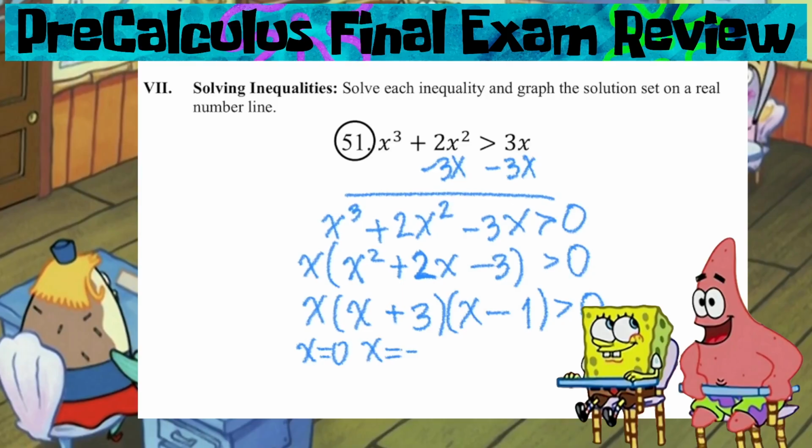I'm skipping steps. I get x equals 0, I get x equals negative 3, and I get x equals positive 1. I'm going to sketch these on a number line. Not perfectly to scale, but kind of, 0 and 1. Obviously, this is not to scale, right? Good enough.